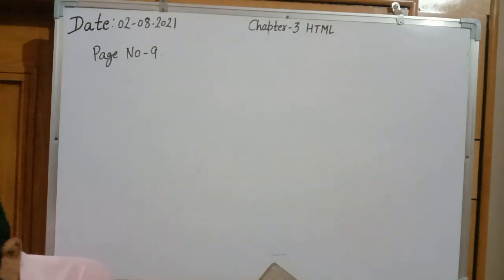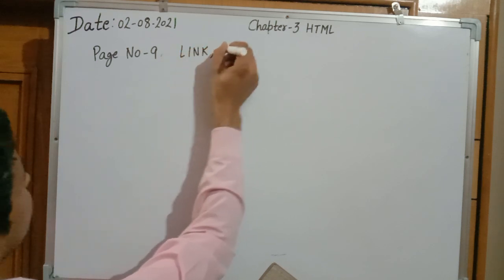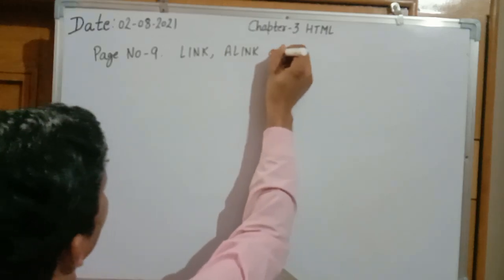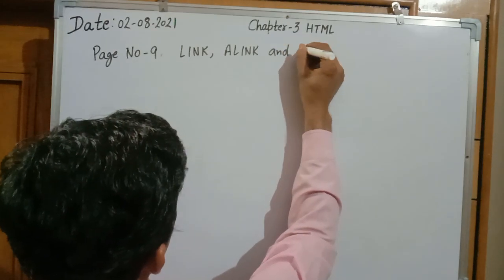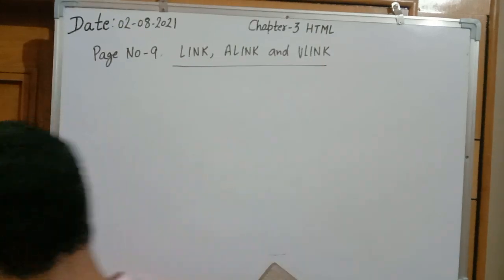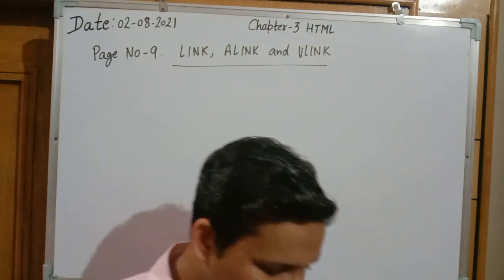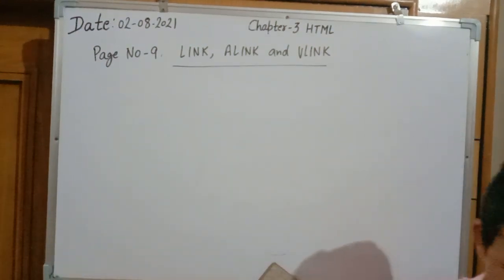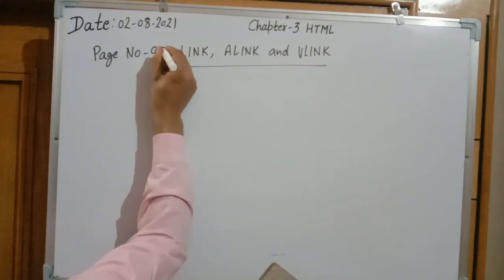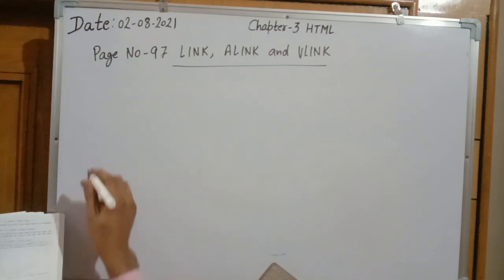The next program contains the attributes link, alink, and vlink. Active link, visited link, and link. Three attributes are used, and all will contain values of different colors. So if you are looking at program number 3, page number 97, the program is given. See the program, what is written?